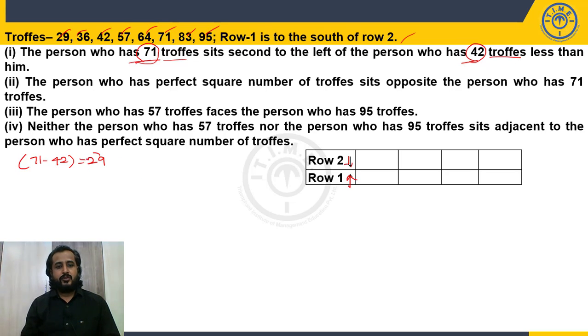But whether the person who has 29 trophies is facing north or south, that we don't know. So how many cases do we have? 2. One case, 29 is facing south.